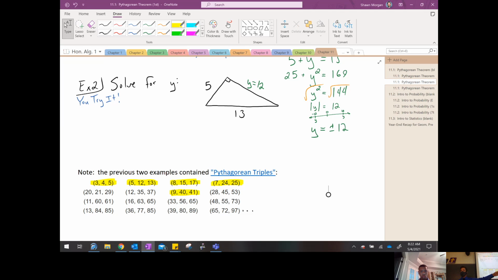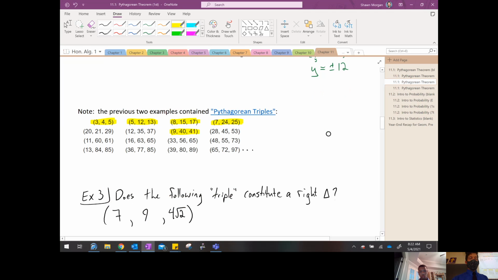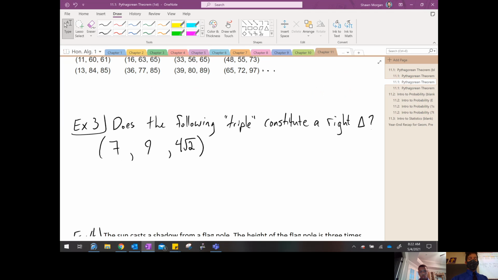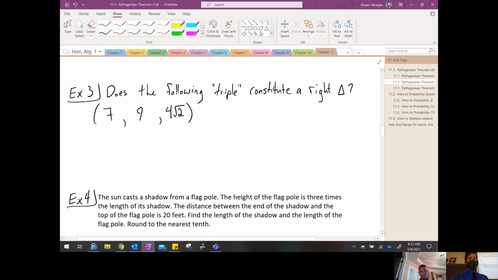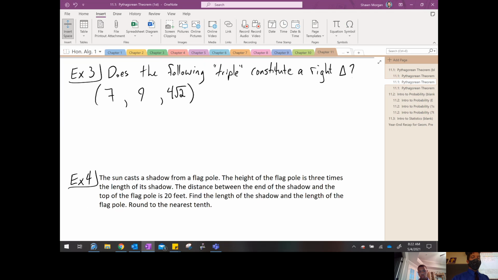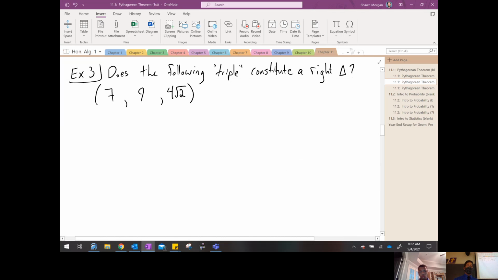These are called the primitive triples. The list goes on infinitely. The numbers just get bigger and bigger. All right. Now, that being said, look at example 3: does 7, 9, and 4 radical 2 constitute a right triangle? So in other words, let's consider the converse of the theorem. Obviously, this is not on my list of Pythagorean triples because 4 radical 2 is not an integer, okay?